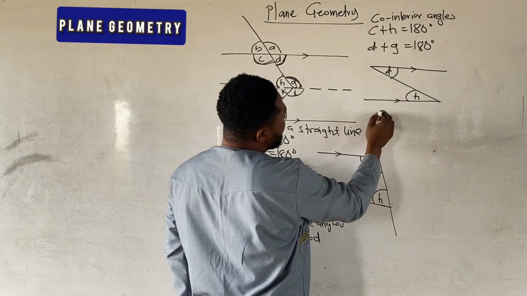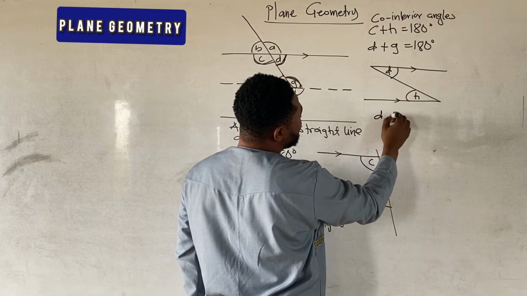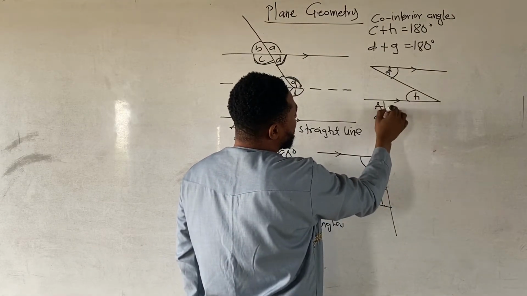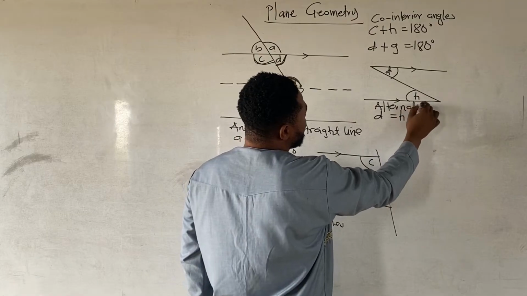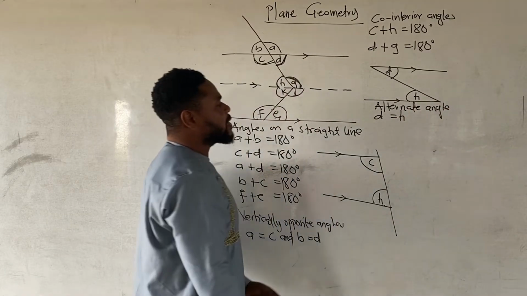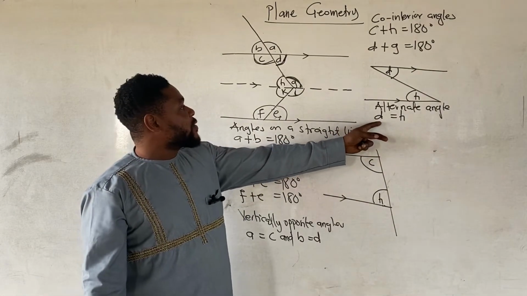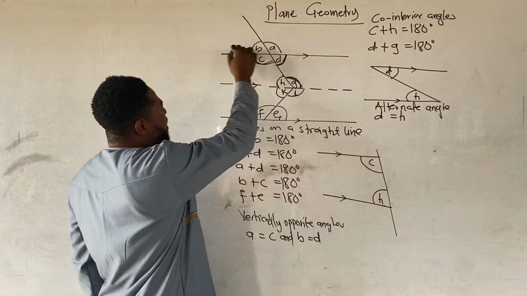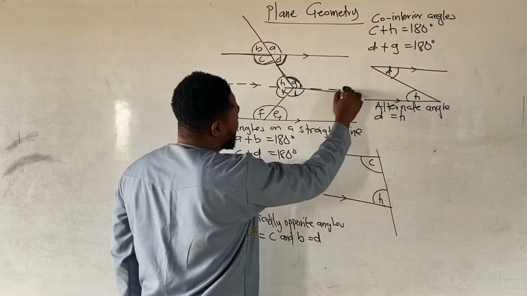We say that angle D should be equal to angle H, and that is what we call alternate angles. So alternate angles are equal, all right? Alternate angles are equal, which means these two angles alternate. When we look at this diagram, we can also form a Z shape.